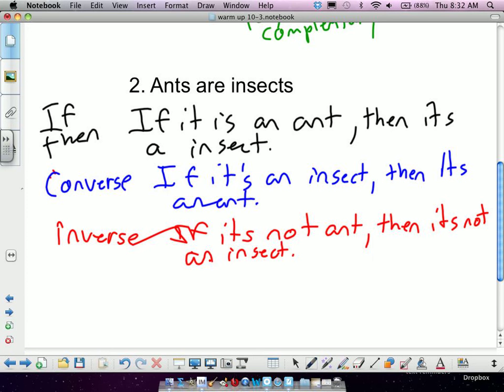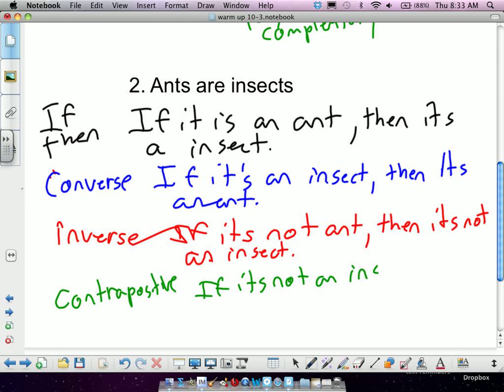Okay, contrapositive. If it's not an insect, then it's not an ant. If it's not an insect, then it's not an ant. Feel good about this so far? Okay. All right, let's move to number 3.